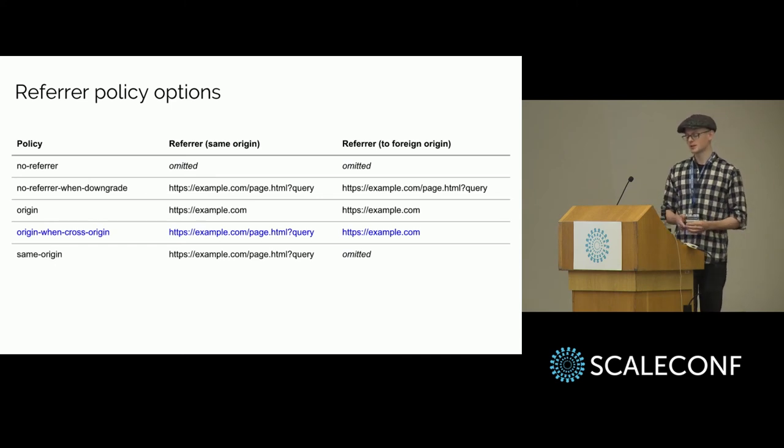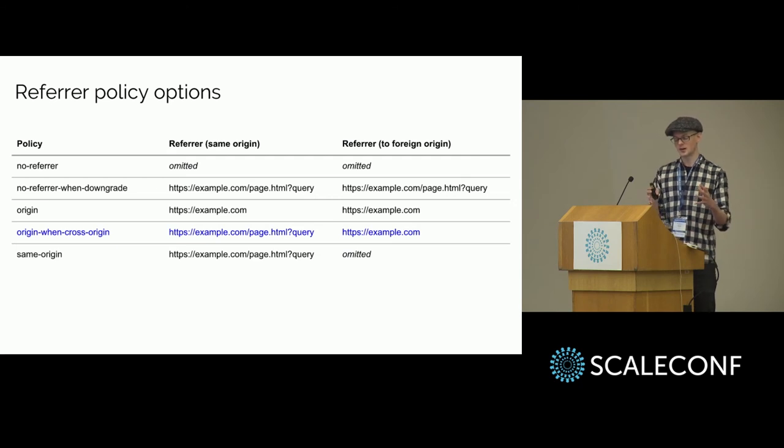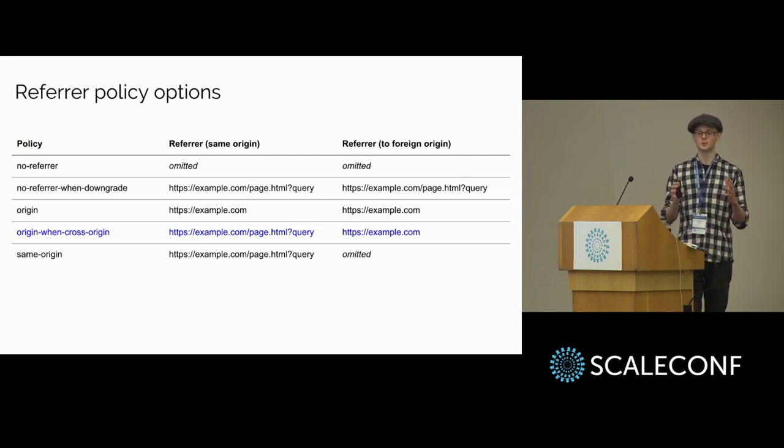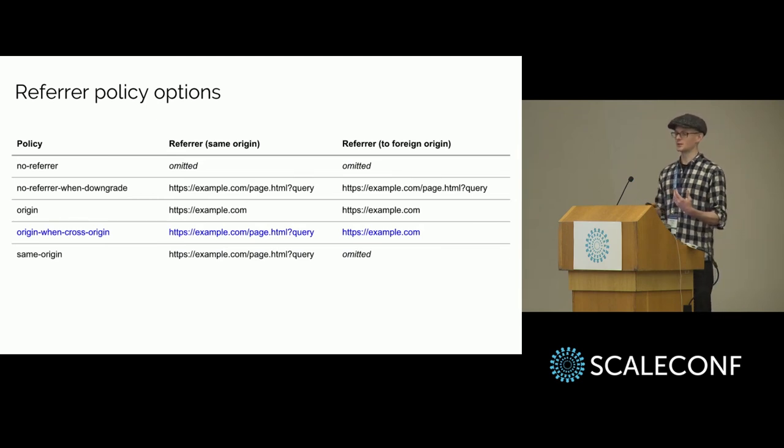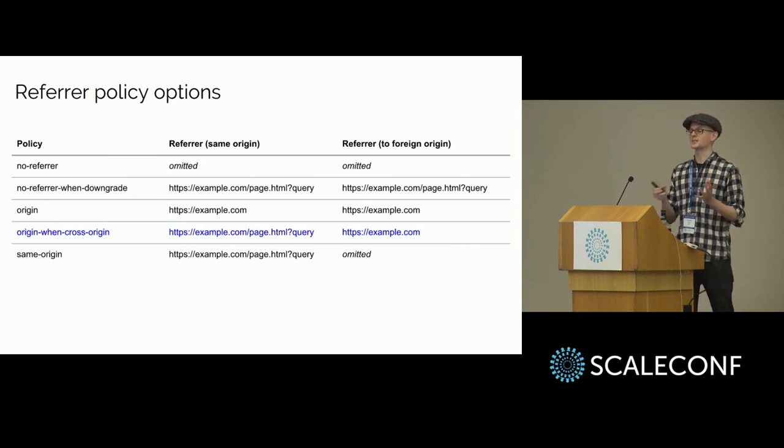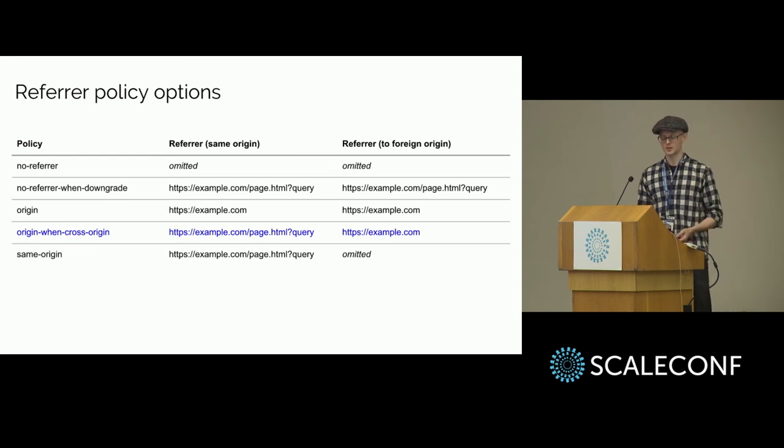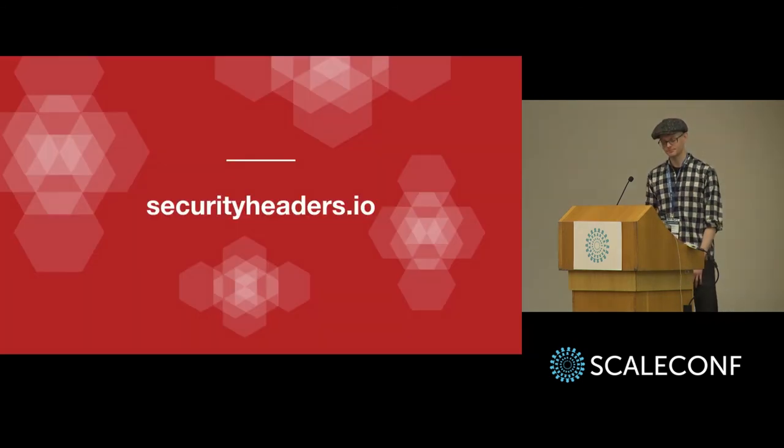It's quite interesting to me that they've decided in the spec to package all of these options into a number of named buckets, rather than saying you can set the policy for same origin separately to the policy for foreign origin. And there's also variations for if you're linking from a secure site to an insecure site. But these have all been packed together into seven discrete options. So of those options, I recommend origin when cross-origin.